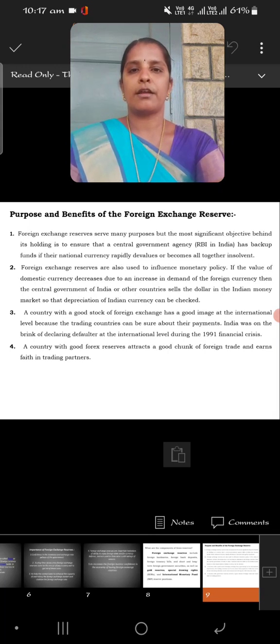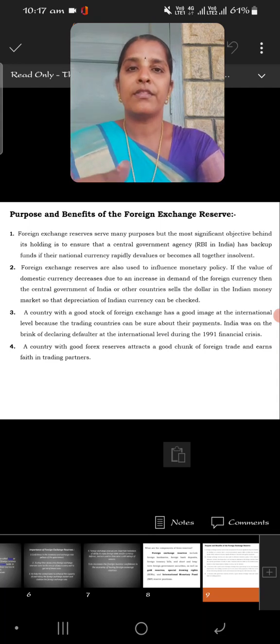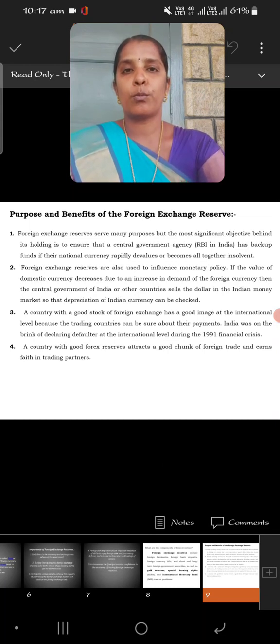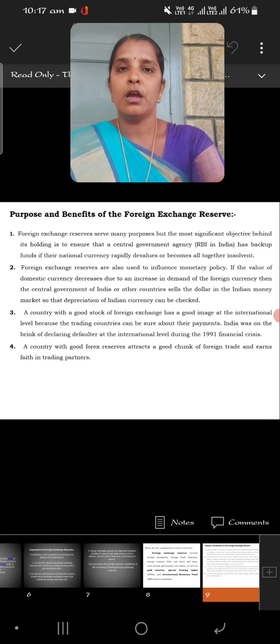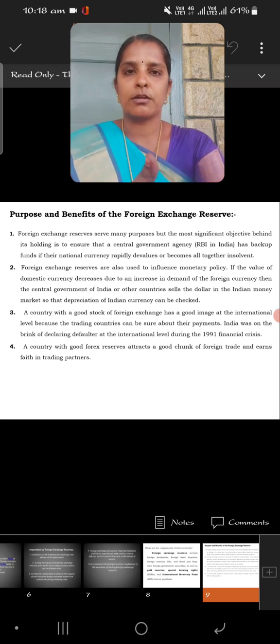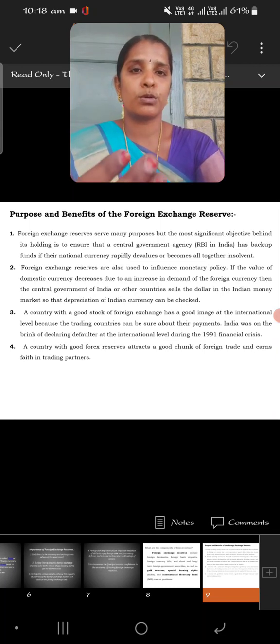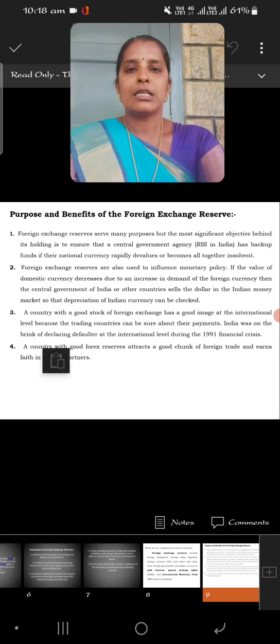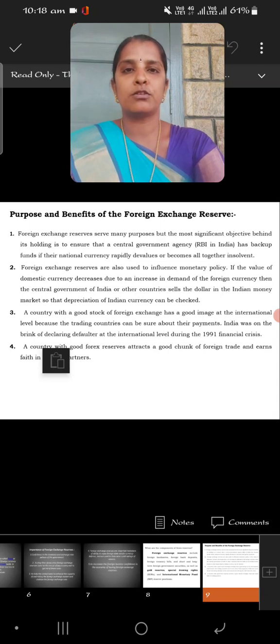The next benefit is that the country gets a good stock of foreign exchange and a good image at the international level, because only then will trading countries, for example India and China, Japan and India, have smooth trading activities. The new economic policy was introduced in 1991, after which LPG was introduced. LPG is liberalization, privatization and globalization, so we move goods and services freely from one place to another. The last benefit is that a country with good foreign exchange reserves attracts a good chunk of foreign trade and earns the faith of foreigners.